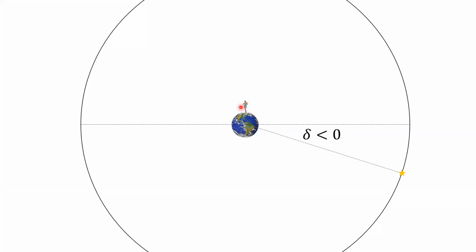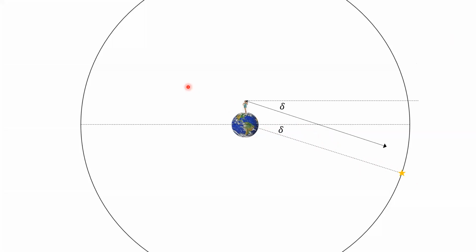So here's Shakira again, standing on top of the world. And if we were interested in seeing a star down here in the southern hemisphere of the celestial sphere, we'd have to look off in this direction, and that declination would be negative, as we just saw. And remember, if we're talking about a star, stars are really far away. Yes, the sun is also far away, but its declination does change.